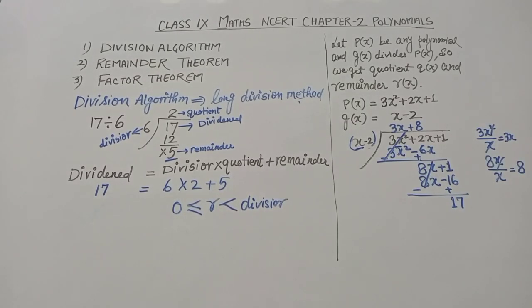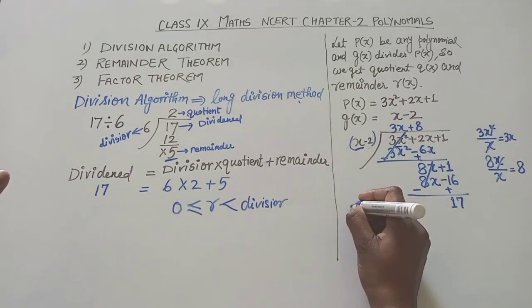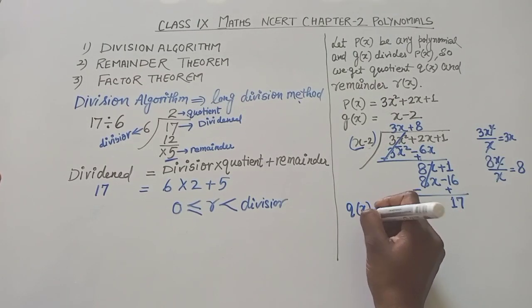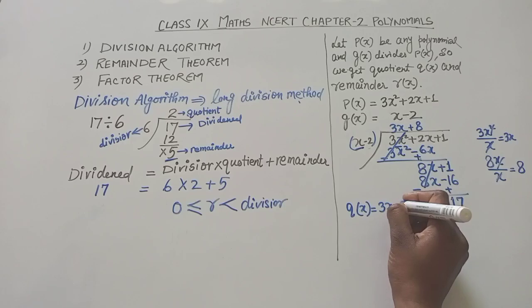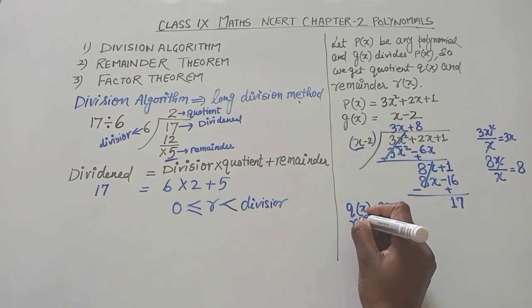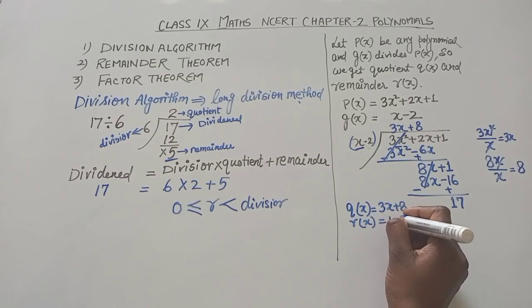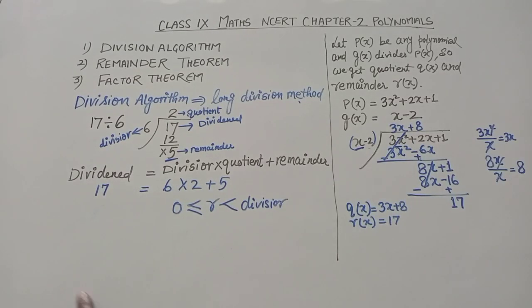ओके, दिस इज 17. सो व्हाट वी गेट, सो वी गेट qx is equal to 3x plus 8 and rx is equal to 17. ओके, अब चेक करते हैं, वेरीफाई करते हैं कि आवर आंसर इज करेक्ट और नॉट.